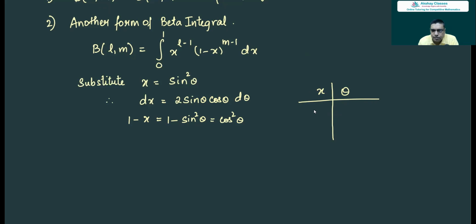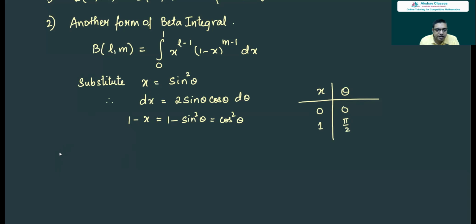All right. So let's look at the limits. When x is 0, sine theta will also be 0. Theta will vary from 0, and we are talking about these limits for L minus 1 greater than 0, so take only the positive values of theta. When x equal to 1, sine theta value will be 1, so theta will be pi by 2.